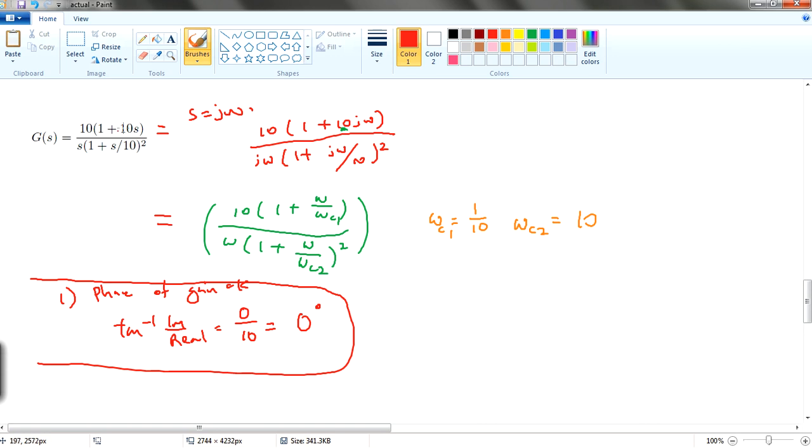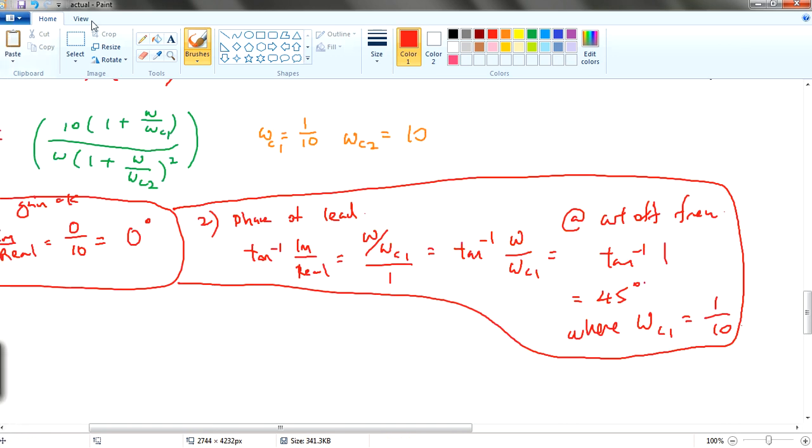Now I'm gonna do my lead. For the phase of my lead, of this term over here, you're gonna have tangent inverse of imaginary over real, which equals omega divided by 1. The imaginary part is this one, divided by your real, which is 1. You may wonder where's your j. j is just indicating that it's imaginary, so for simplicity I didn't include the j.